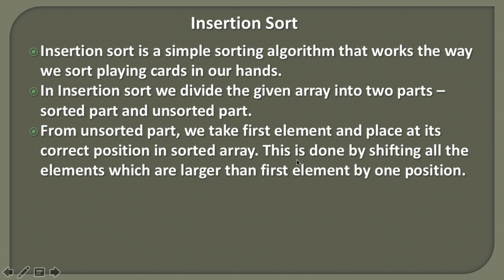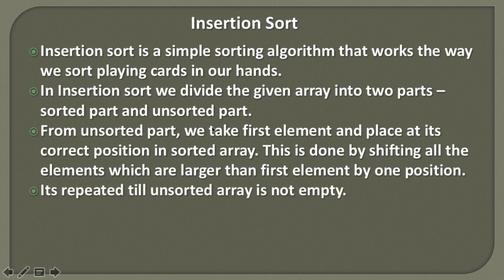So here, let's say we are sorting the array in ascending order. The first element which we pick from the unsorted part, we compare with each and every element in the sorted array. All the elements which are larger than it, we shift by one position. And as soon as we encounter an element which is smaller than it, we store this element just after that. This process is repeated till the unsorted array is empty. So friends, let's see the demonstration of the insertion sort algorithm with an example.